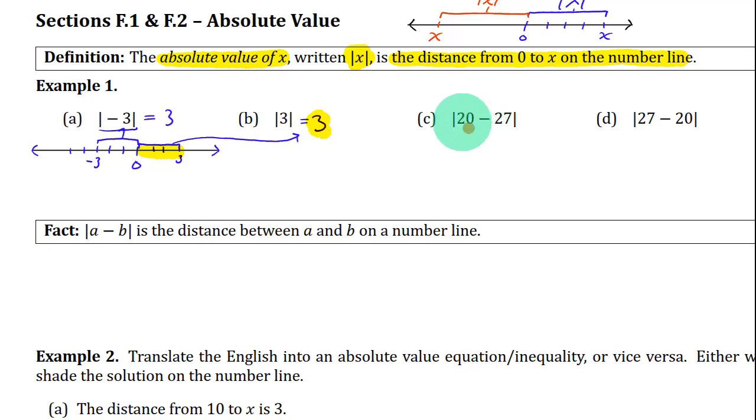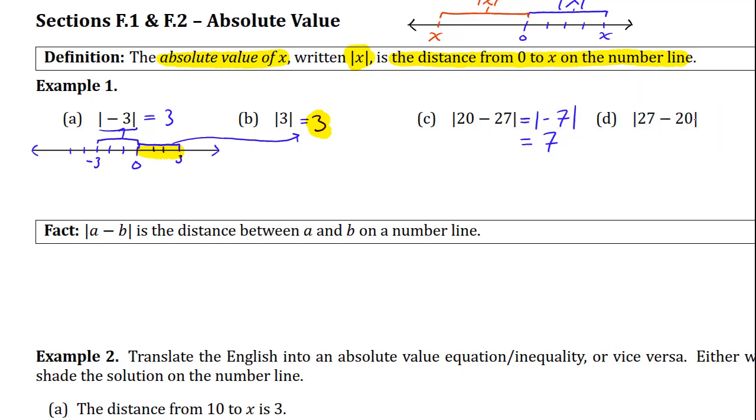All right, how about the absolute value of 20 minus 27? To do this, you want to treat the absolute value bars like parentheses, and do whatever operation is inside of the parentheses first. So in this case, 20 minus 27 is -7. And the absolute value of -7, the distance on a number line from 0 to -7, is just 7.